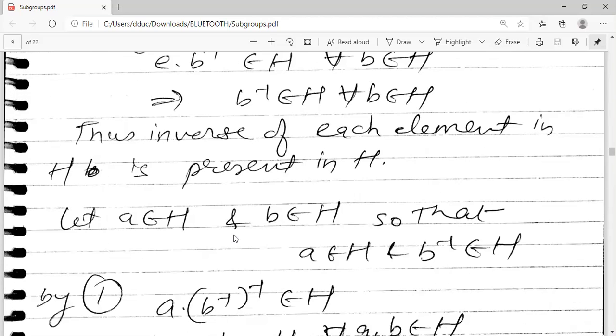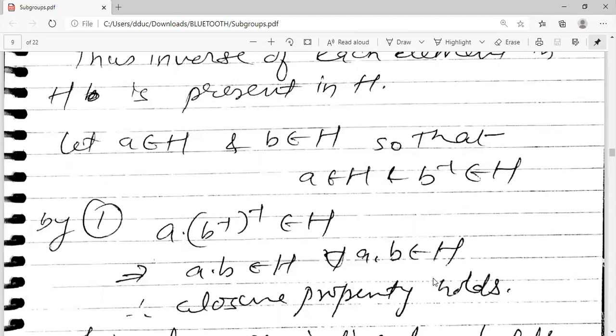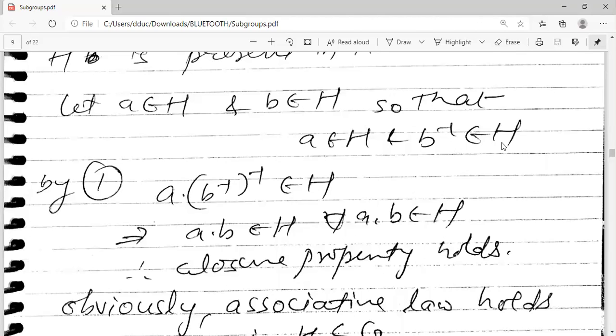Now let A belongs to H and B belongs to H, so that A belongs to H and B inverse belongs to H. Then by 1, if B inverse is an element of H, that means the inverse of B inverse also belongs to H. So by the statement 1, A into inverse of B inverse belongs to H. What is inverse of B inverse? That will be your B. So A into B belongs to H for every A, B belongs to H. So this is giving you the closure property.